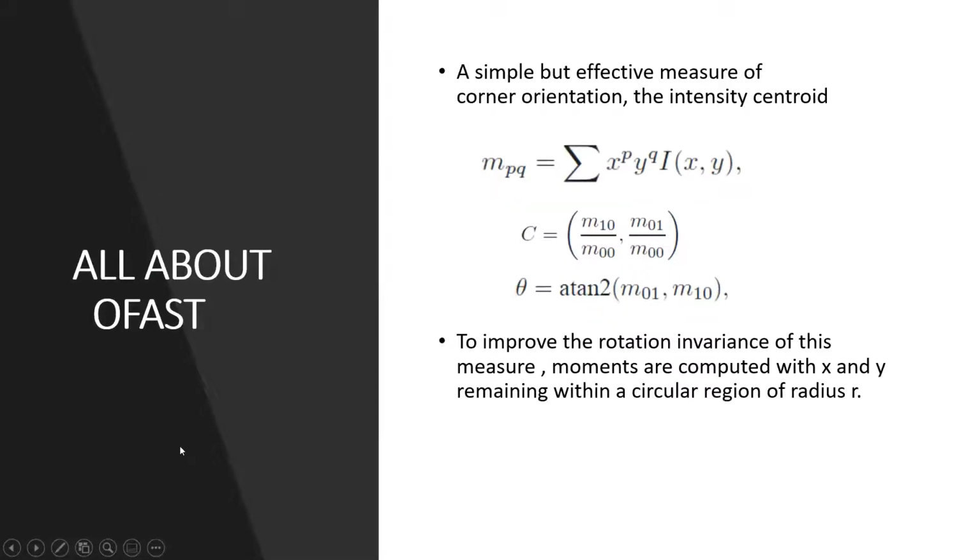This paper borrowed Rosin's centroid technique by assuming that the corner intensity is offset from its center. By calculating moments of a patch with x, y remaining within a circular region of radius r, we calculate the centroid, which is shown over here, and the angle of orientation theta from these moments, and turn FAST into oFAST, which is oriented FAST, and our descriptor turns invariant to rotation. From here on, Sandeep will walk you through the rest of the presentation.